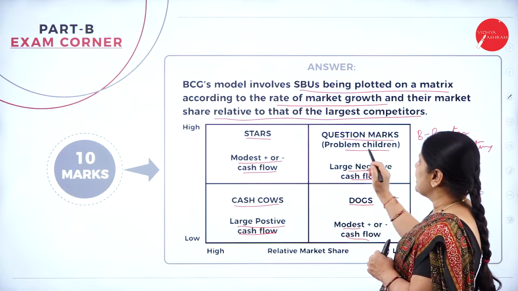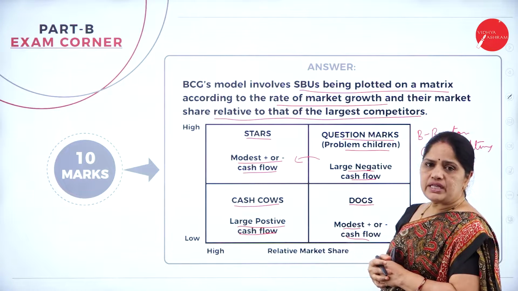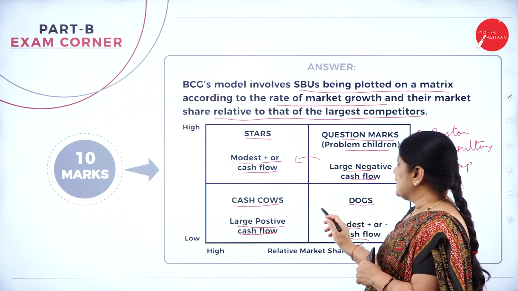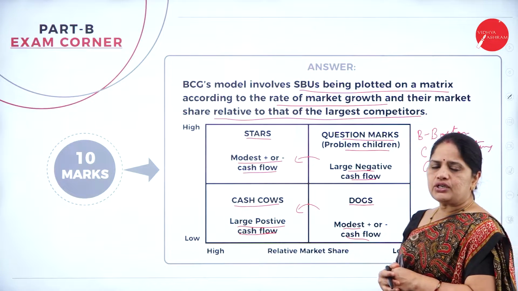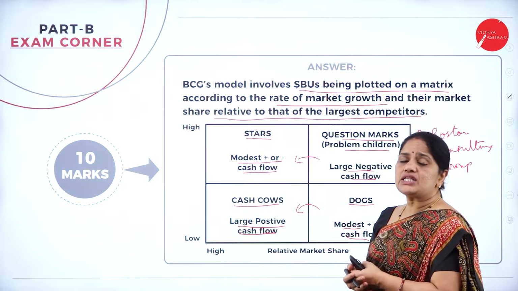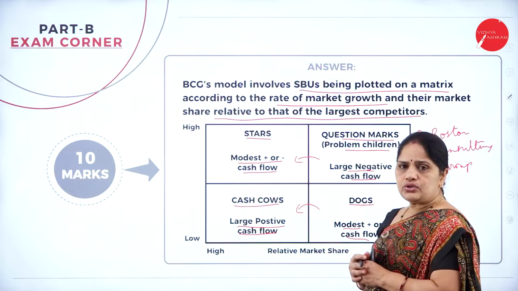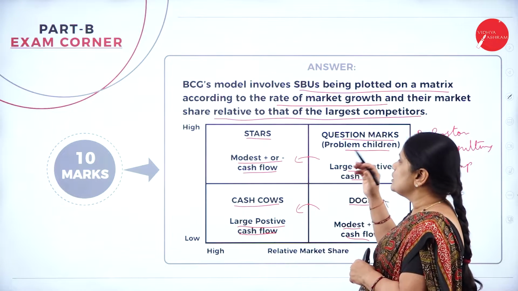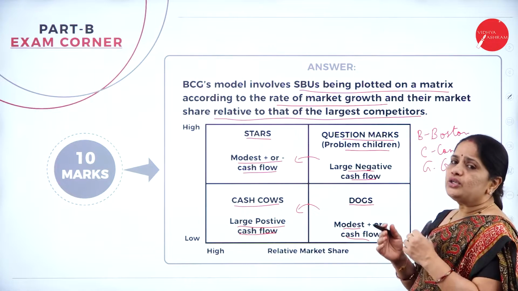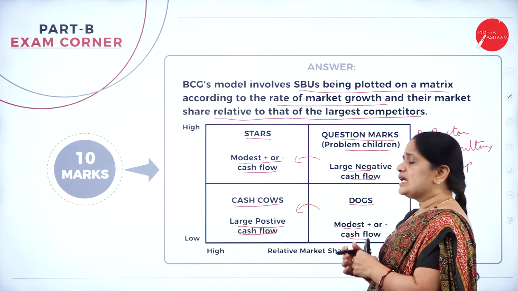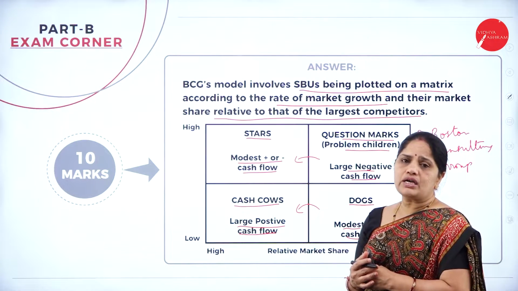If they are identified as problem children, we try to see that they become stars. If they are identified as dogs, then we try to see that they turn into cash cows. What are the various strategies the company has to formulate so that the dogs can be turned into cash cows and the question marks or problem children can be turned into stars? What are the various ways you have to strategize and come up with a solution? This is what the BCG model tells us.